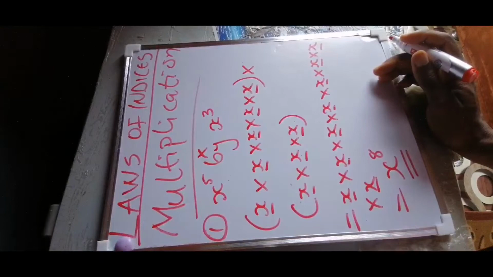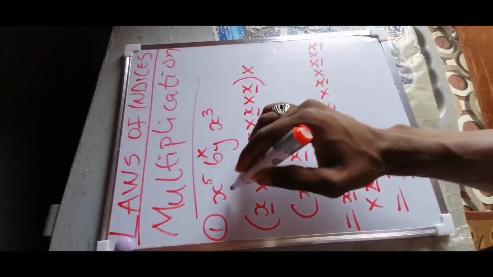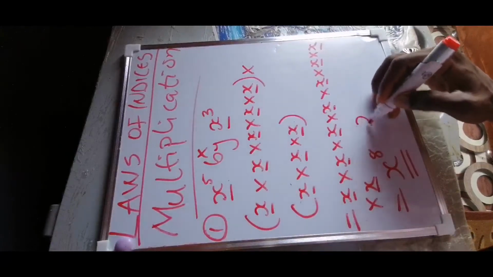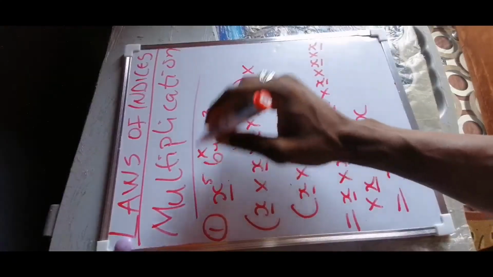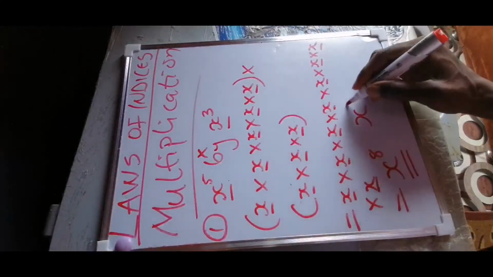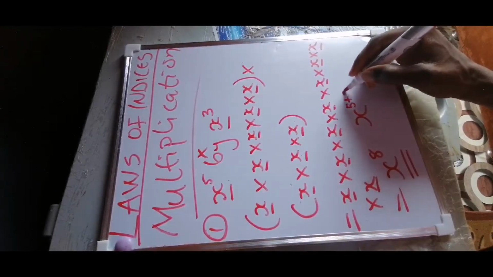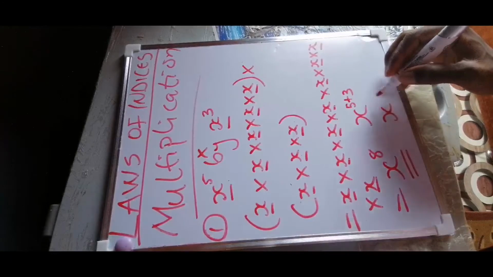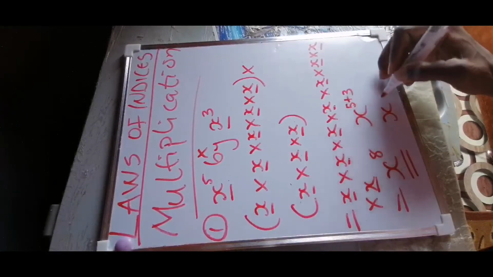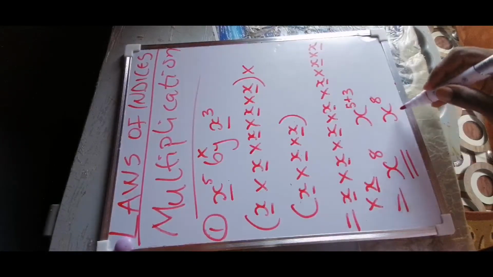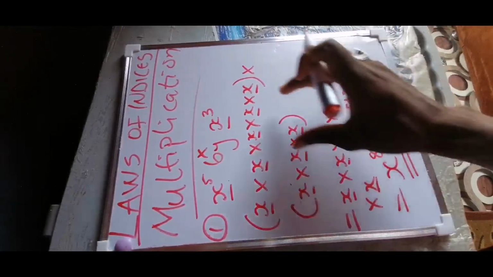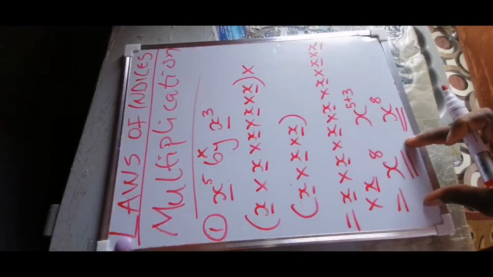And if you like, in a simpler way, you may say here is x and here is x, so we are going to take 1 x and add the rest of the powers. That is 5 plus 3 equals 8, which is the same thing as this. So this is a simpler way you can follow. If you like, you may use this kind of long method.